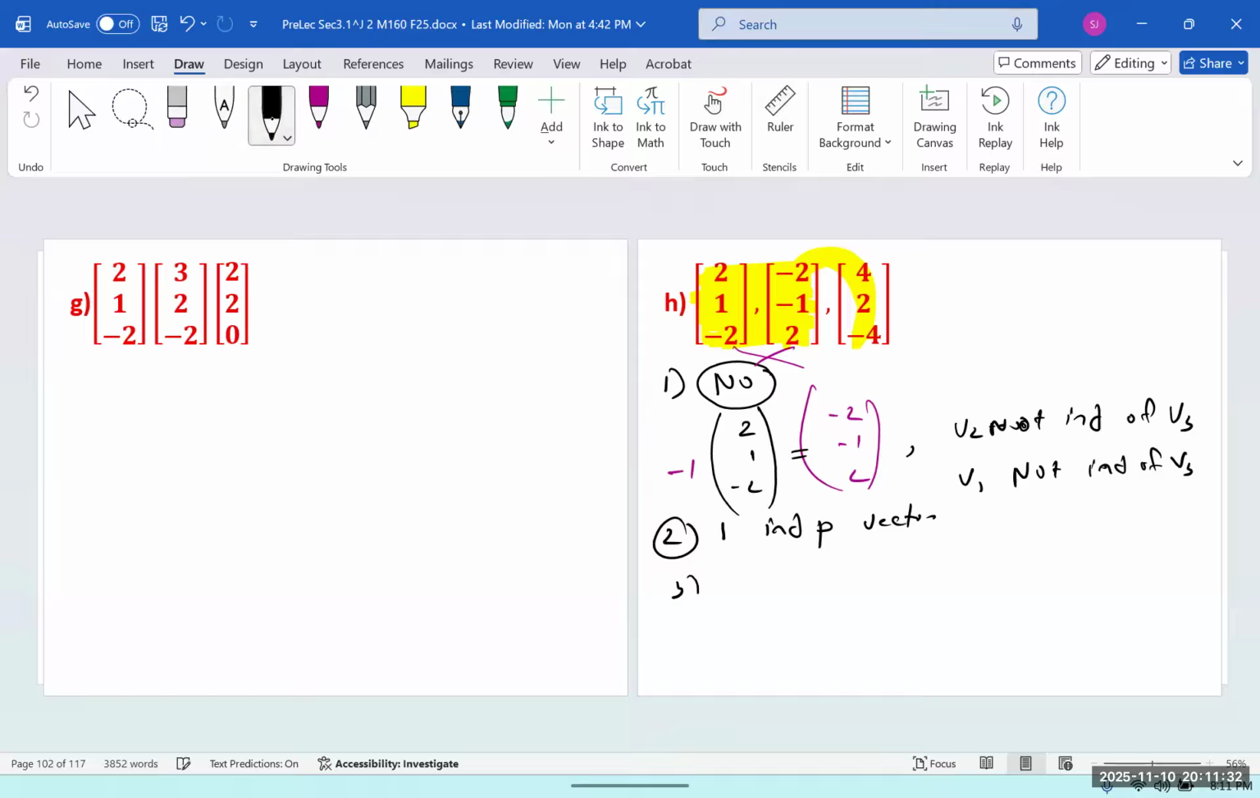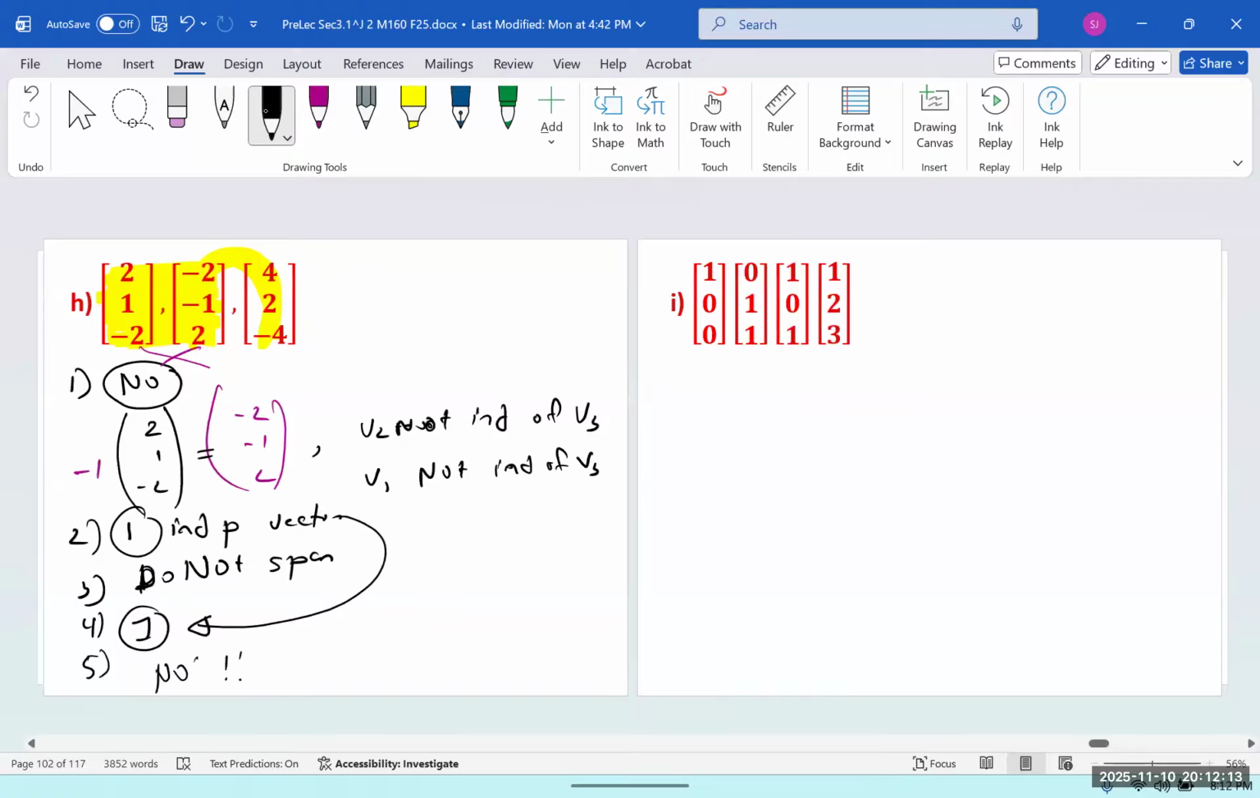Okay. Question number 3. It says, do they span? Of course not. We don't have enough. No, they do not span. Well, good job. But then what's the dimension of the span? One. This one and this one are the same thing. Another easy one. Do they form a basis for R3? No. We do not have enough vectors to form a basis.